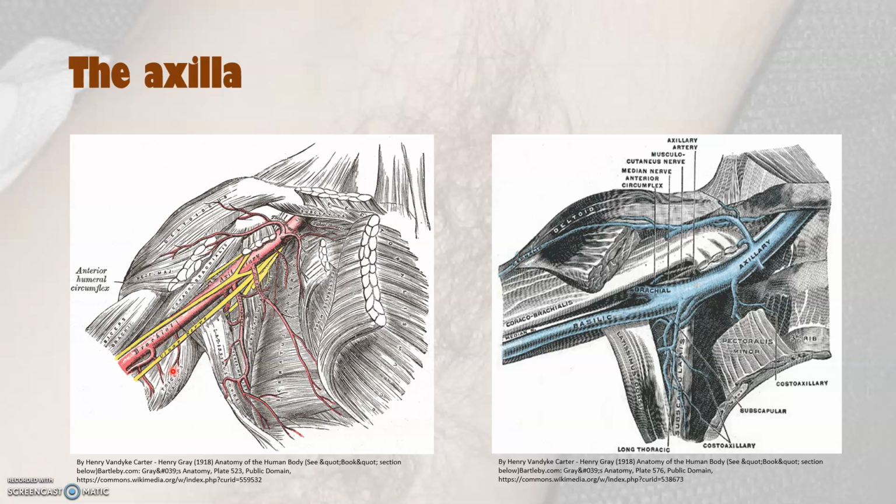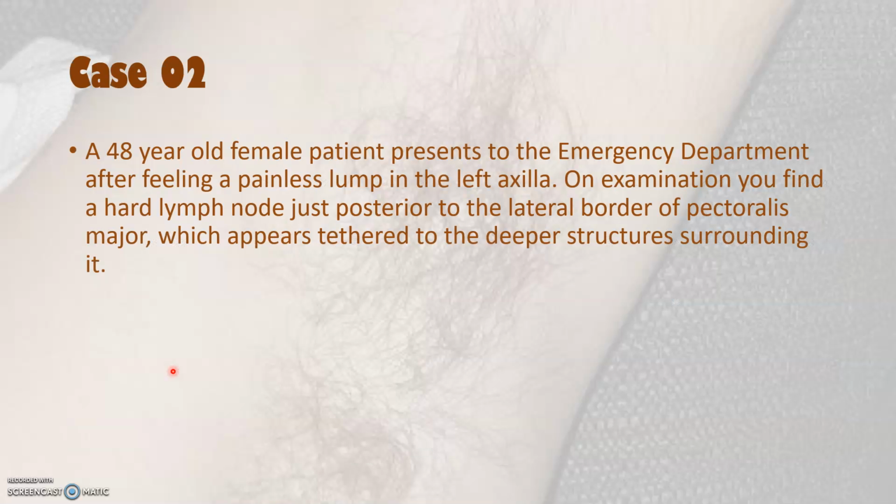So these are the important neurovascular structures that pass through the axilla. The other thing we need to consider are lymph nodes. So here's another really common scenario. A middle-aged female with a hard lump in her axilla, which we think might be a lymph node. Of course, in this circumstance, we need to think about what has caused this lymph node to enlarge, and of course we're going to be thinking about a metastatic tumor.